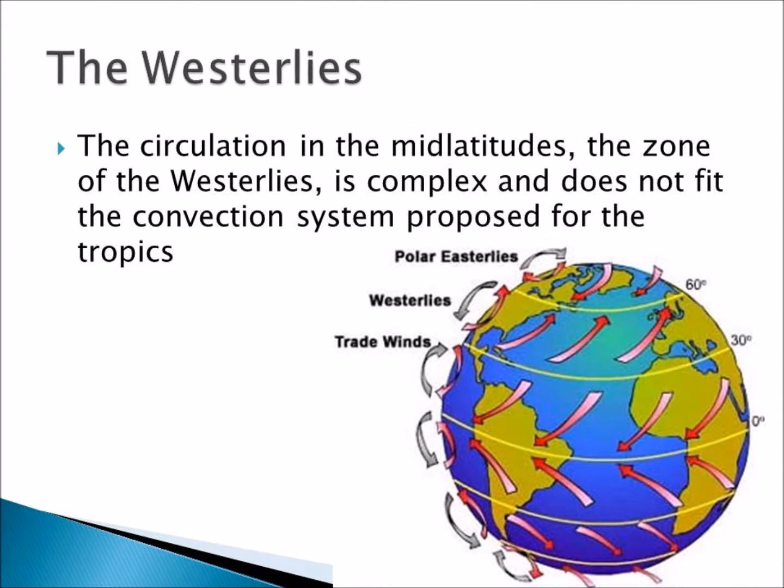The westerlies. The circulation in the mid-latitudes, the zone of the westerlies, is complex and doesn't fit the convection system proposed for the tropics. Between 30 degrees and 60 degrees latitude, the general west to east flow is interrupted by the migration of cyclones and anticyclones. In the northern hemisphere, these cells move from west to east around the globe, creating an anticyclonic flow or a cyclonic flow in their area of influence.